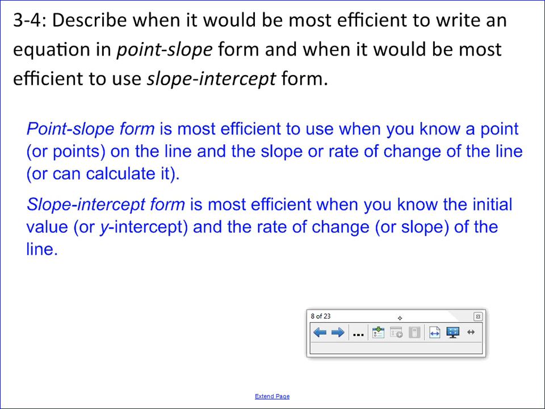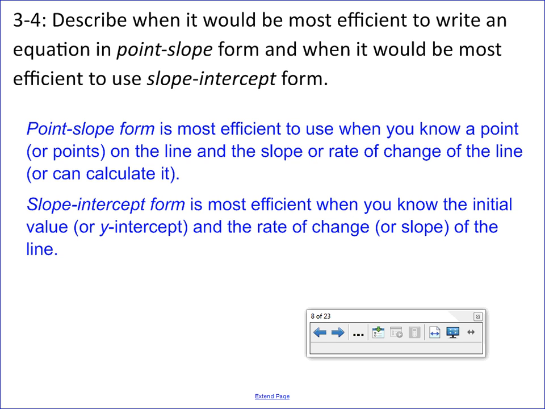All right, so this is your reading question. It's not on your notes form, but this was from your reading question. Describe when it would be most efficient to write an equation in point-slope form, and when it would be most efficient to use slope-intercept form. Well, point-slope form is most efficient to use when you know a point on the line and the slope, or you know 2 points on the line, and so that's the most efficient way, kind of like Bellwork. I would rather do Bellwork with point-slope form. From now on, we'll see exactly how that will work.